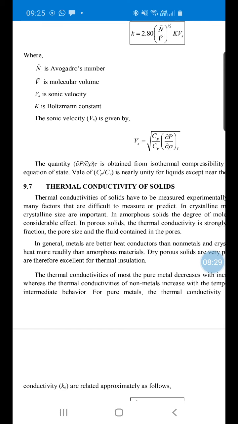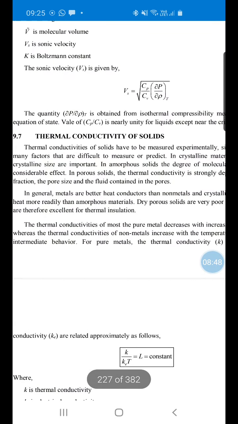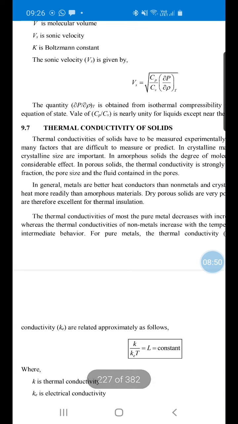The thermal conductivity of most pure metals decreases with increase in temperature. See here, for metals the thermal conductivity decreases with increase in temperature, whereas the thermal conductivity of non-metals increases with temperature. Alloys show intermediate behavior between these.